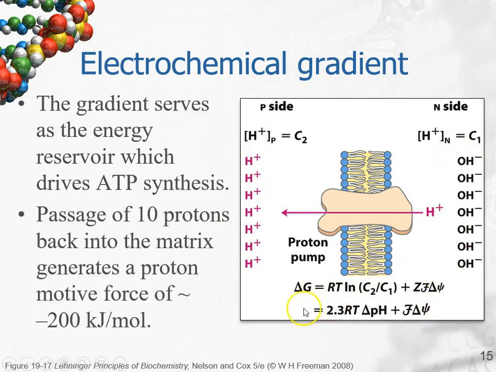And again, the authors here show how we can calculate the free energy associated with the potential difference across that membrane. Well, what we should notice is passage of 10 protons. Again, that's our 10. That's 4 protons in complex 1, 4 protons in complex 3, 2 protons in complex 4, that's our 10 protons, and that generates a proton motive force of about 200 kilojoules per mole. So that is the energy captured by the exergonic transfer of the NADH's protons and electrons all the way down to oxygen to form water. This proton motive force then serves as the energy reservoir which drives ATP synthesis.